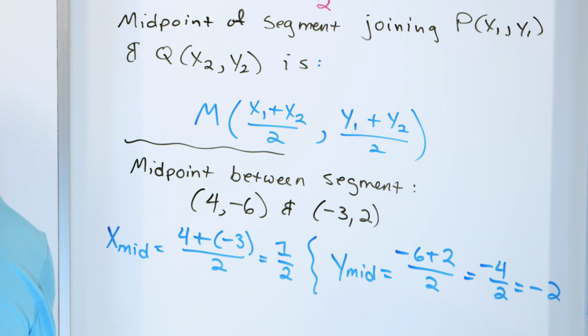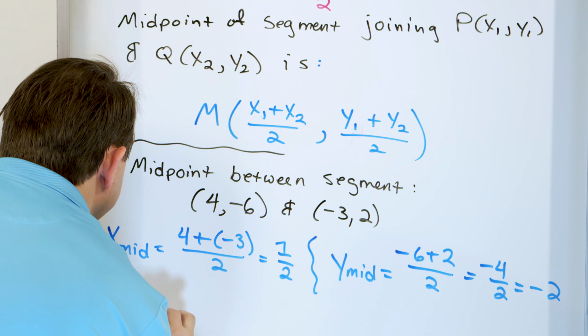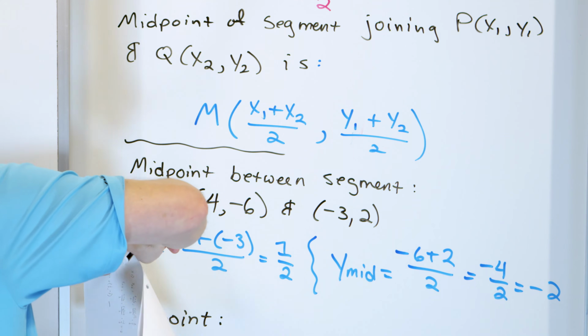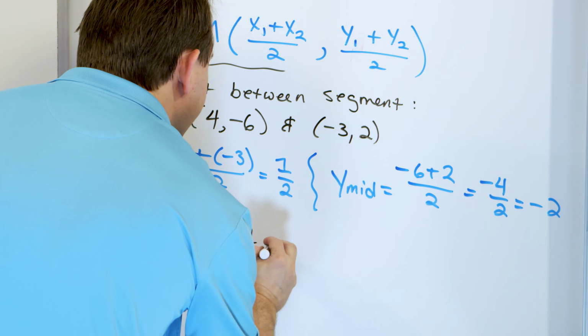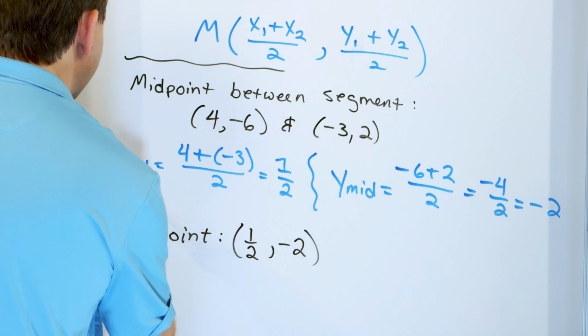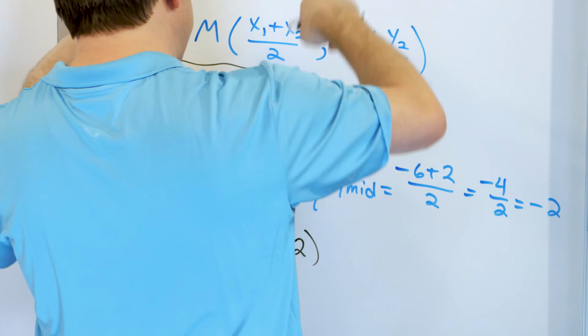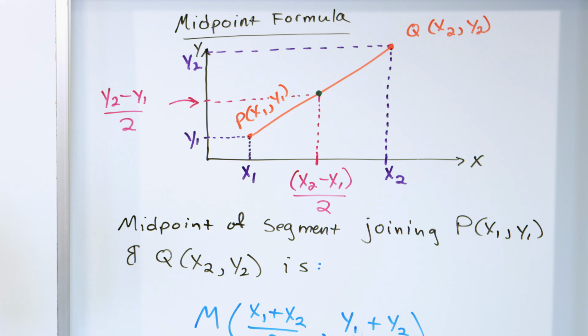So what you would write down for your final answer is the midpoint exactly between these two, the line segment joining these 2 points, is going to have an x-coordinate of 1/2 and a y-coordinate of -2. And I promise you, if you get some graph paper out and you plot this point, and you plot this point, and you look at this point, it's going to be right in the middle of the segment, just like this.